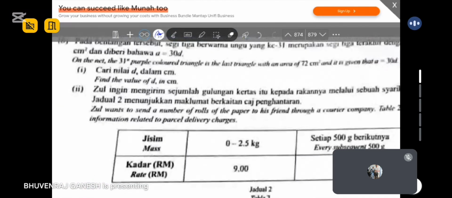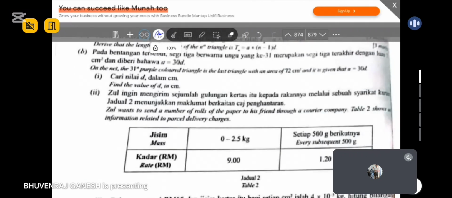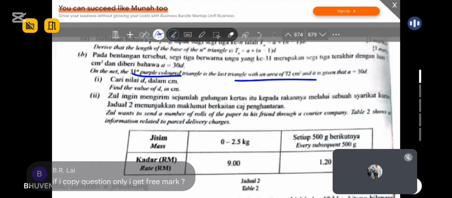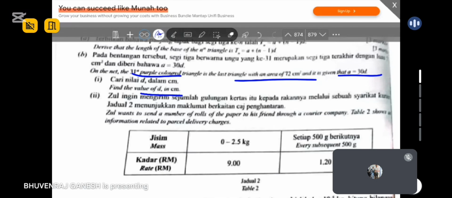Soalan B1. Okay, this one slightly hard, but I think still okay. All right, so we see this one. Okay, so they tell you the 31st triangle area is 72, 72. Okay, and then your A is equal to 30D. Okay, so they want you to find the value of D.